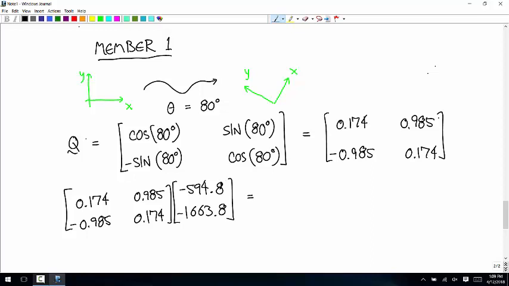Can anybody fairly good at doing that multiplication? Positive 296.4? Okay. I think every TI calculator, if you can get this matrix and vector entered in like this, it'll just do the multiplication for you.